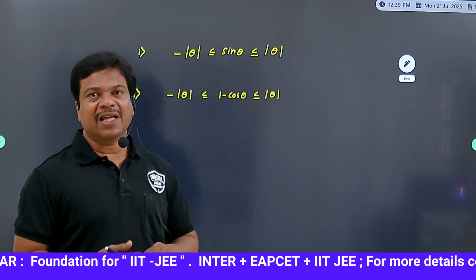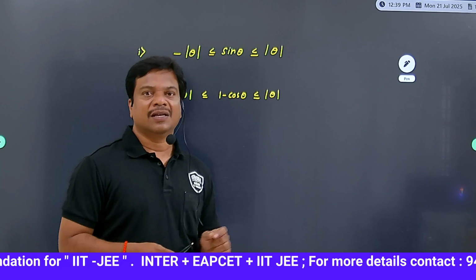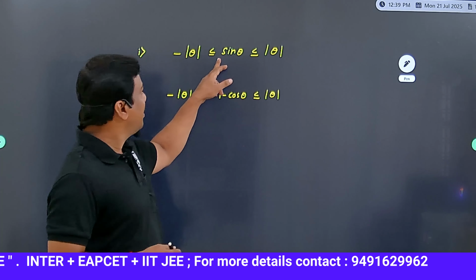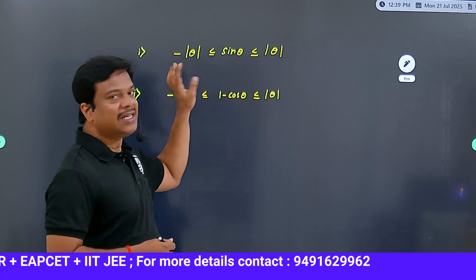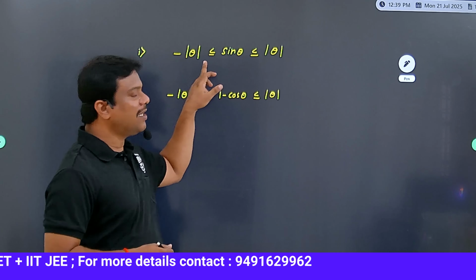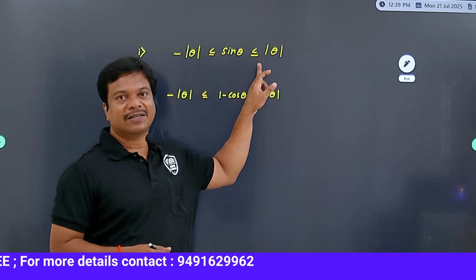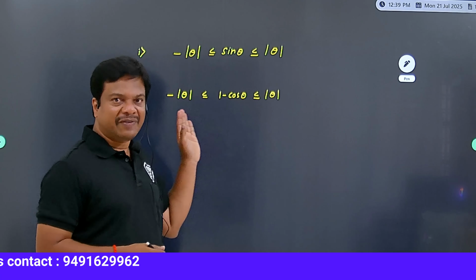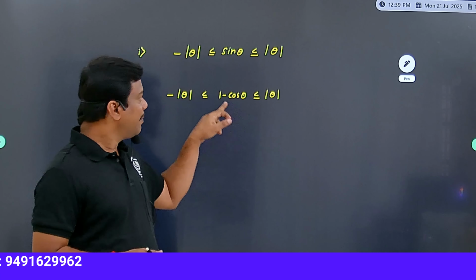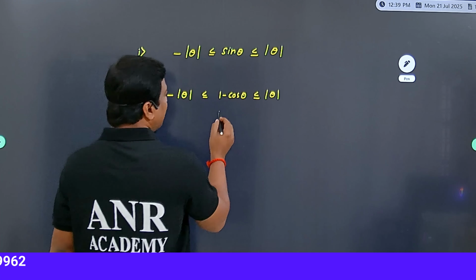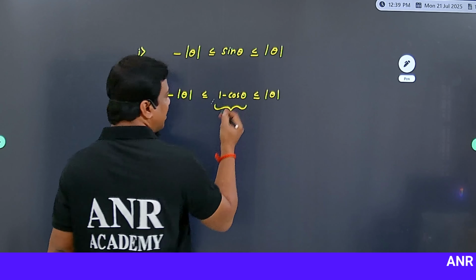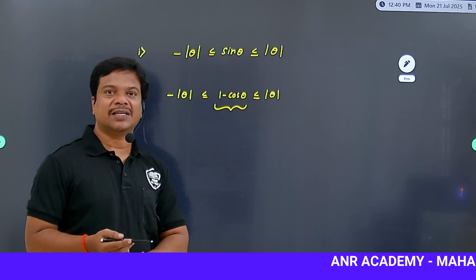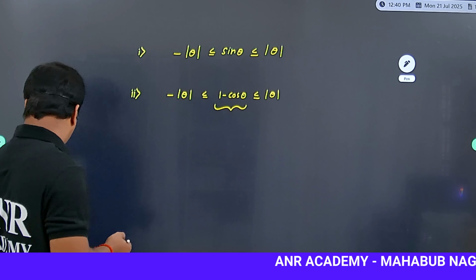You people are familiar with the inequalities minus 1 less than or equal to sin theta less than or equal to 1. But here the special result is minus modulus theta less than or equal to sin theta less than or equal to modulus theta. And we know that cos theta always lies between minus 1 and plus 1. But here you have 1 minus cos theta also in between minus modulus theta and modulus theta. Let us discuss these two results today.